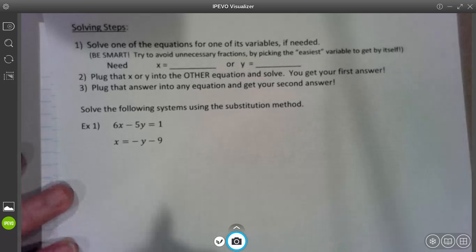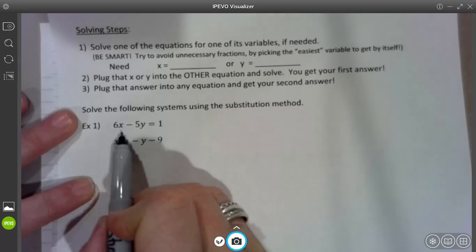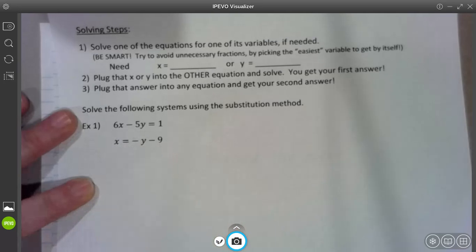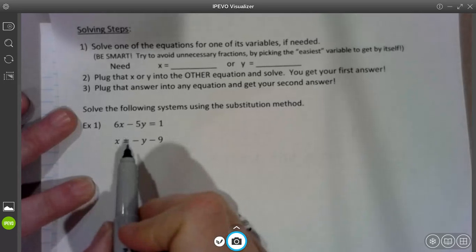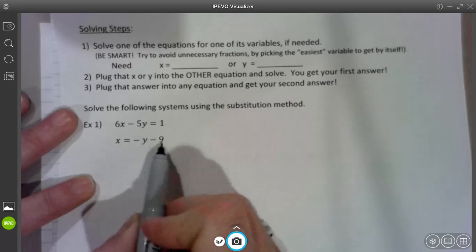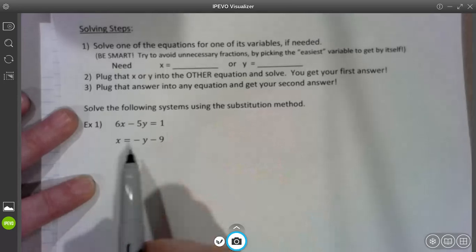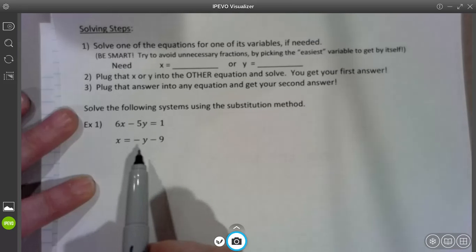If they ask us to solve this system by substitution, so they have clearly said you have to use the substitution method. All right, well, guys, look at the first equation. 6x - 5y = 1. Clearly, that equation is not telling us what x or y is equal to. But the second equation literally says x = -y - 9. Now, I get it. I know that's not as nice as them telling us x equals 9. It's not as easy as that, but it's still telling us what x is equal to as a mathematical expression. So the first step is already done for us. We already know what one of the variables is equal to.